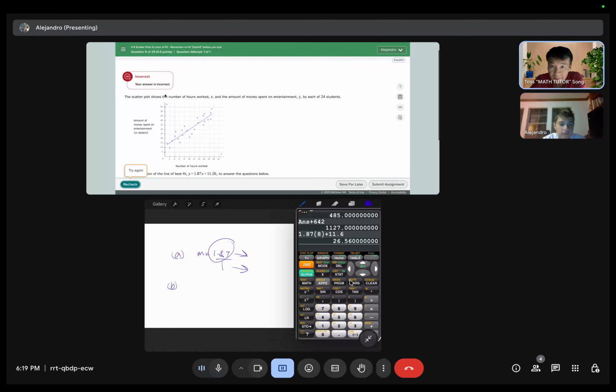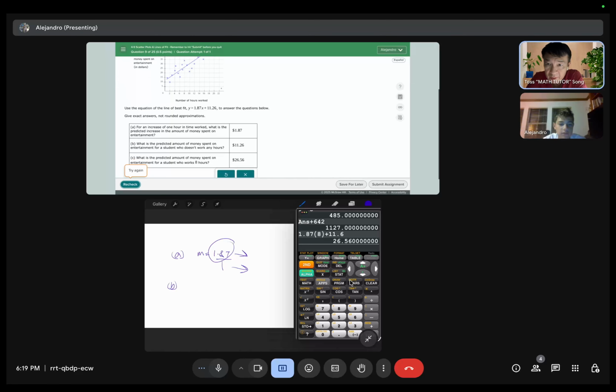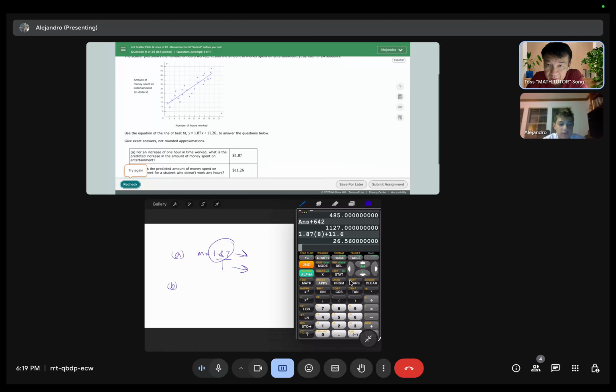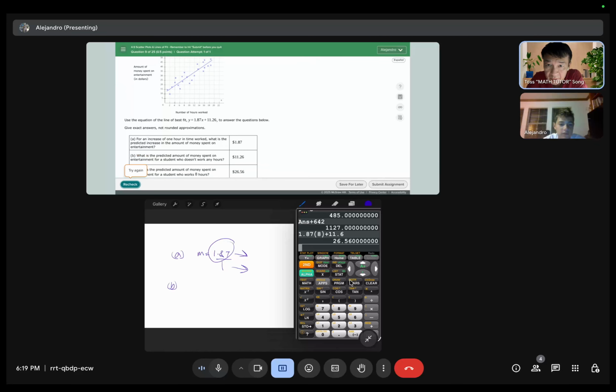Pretty sure. Oh, that means the slope. It's just the slope. Let me look carefully. I think it's A that it's missing, or unless we had the value wrong. 26.56, 1.87 times 8 plus, yeah, it looks fine. Okay, let me see for A.